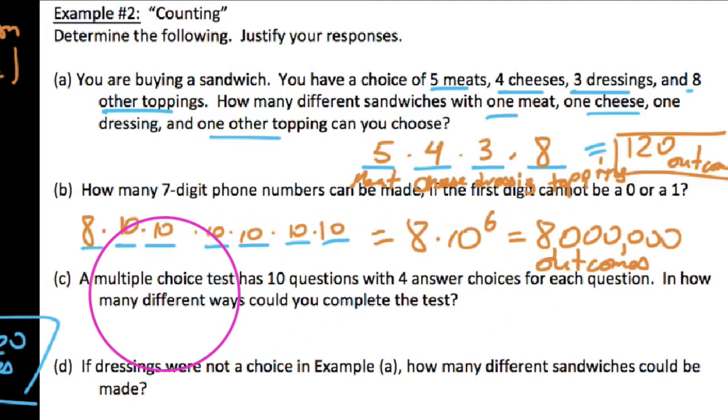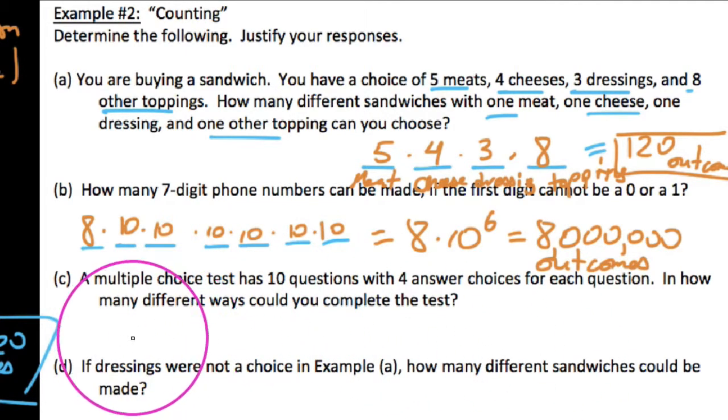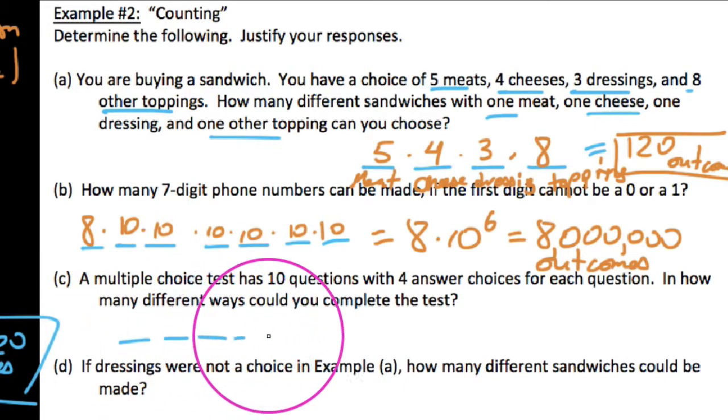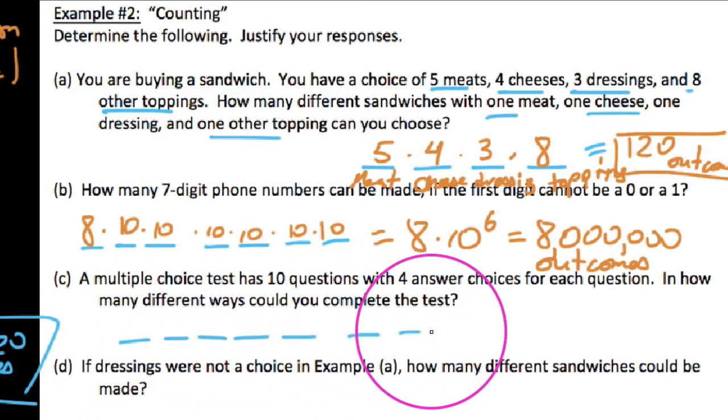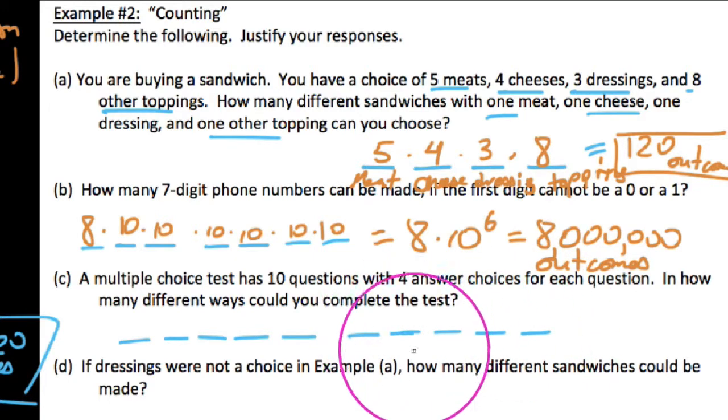Okay. So now, letter C, let's consider this. We have a multiple choice test, and this test has 10 questions on it, and each question has 4 choices to choose from. We say, in how many different ways could we complete this test? The fact is, we need to write out our blanks that represent our 10 questions.